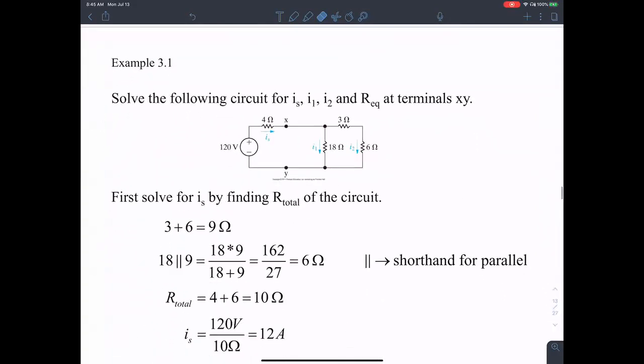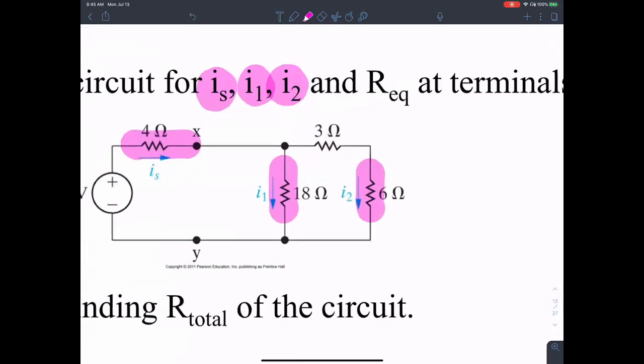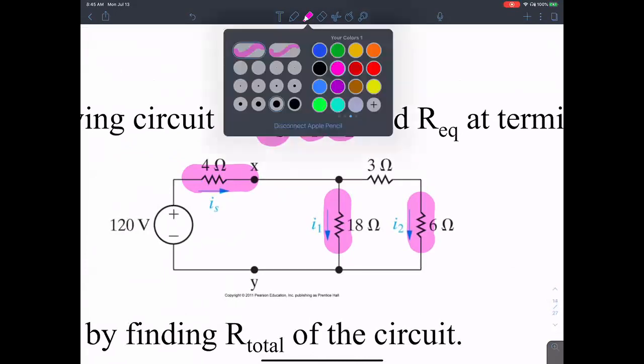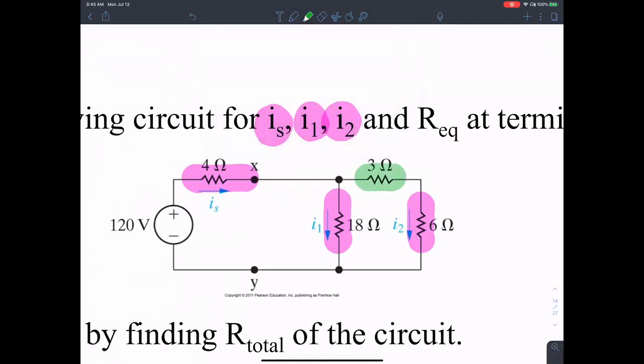So there's a problem here. We can do a quick problem. Solve for the currents IS, I1, and I2. IS is the eastbound current in the 4-ohm resistance. I1 is the southbound current in the 18-ohm resistance. And I2 is the southbound current in the 6-ohm resistance. Why is it that I'm not interested in the current in this guy?